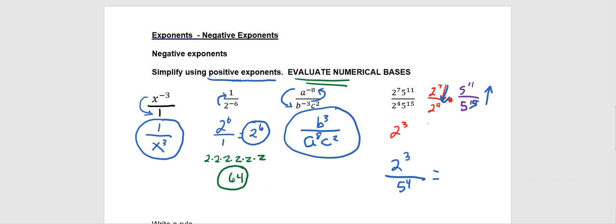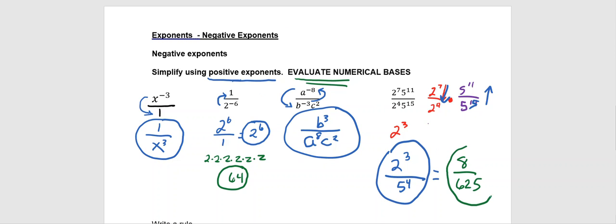Now, one more time, we need to evaluate. So when we evaluate, we're going to get 2 times 2 times 2, that's 8, over 5 times 5 times 5 times 5, 5 to the 4th, that's 625. So this is our final simplified expression with positive exponents. This is our final evaluated expression because I have numerical bases.